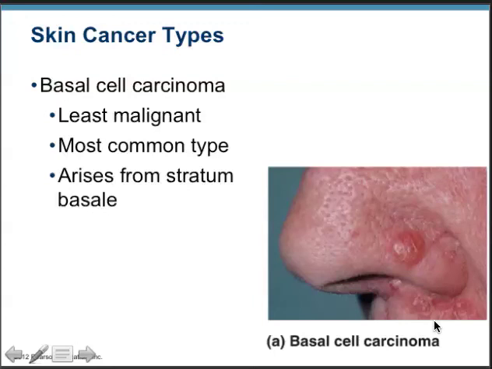Here is an example of a basal cell carcinoma. This is the least malignant form of skin cancer and the most common type. It arises generally from mutations in the stratum basale. Remember that that is the germinative layer of the epidermis.